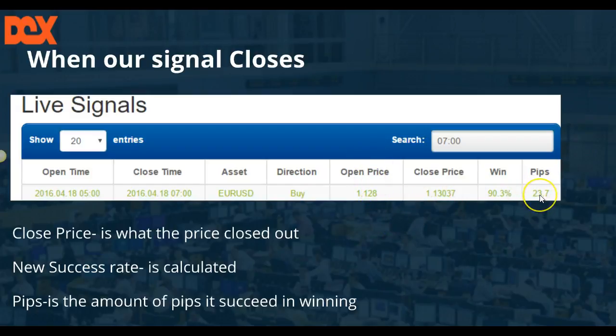Now, the pips section is very creative for us to have in there, because it calculates for you how many pips this won by. So you can use this information later on, and we show you how to do that in the Pro section, on how to do choke ups and scalps and all that kind of great stuff.